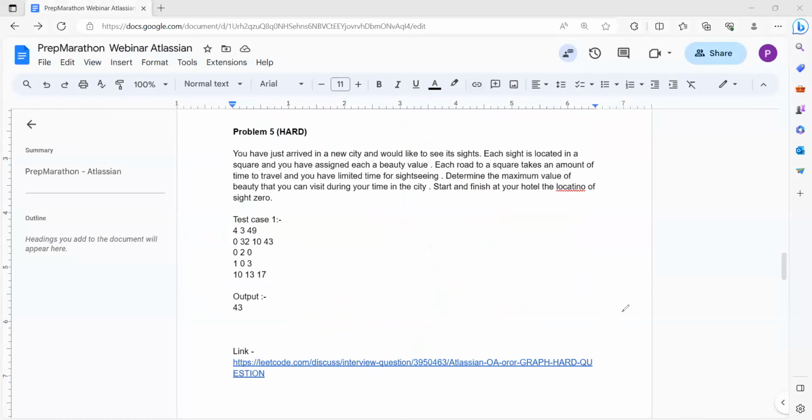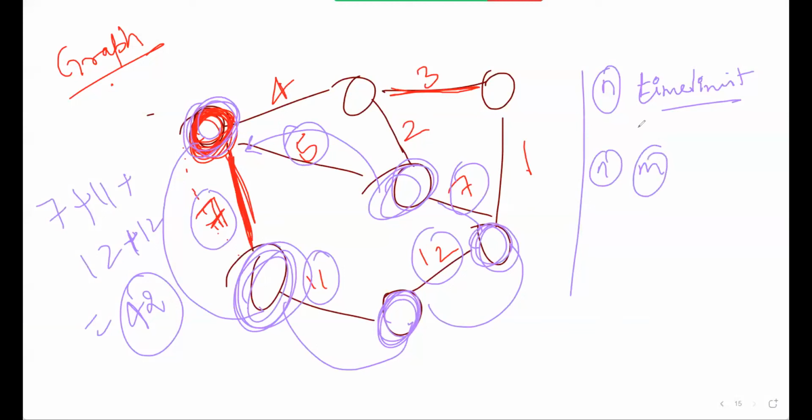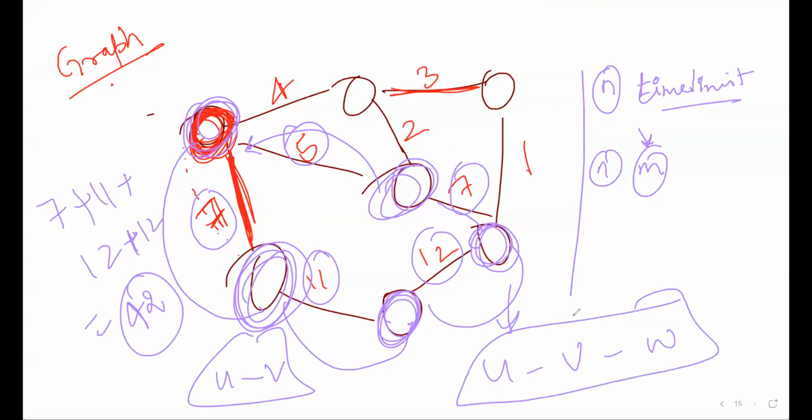So what we are given. Okay, after N there is M. M is nothing but details about roads. So if city U and V are connected, these three things, U, V and W, are given to you: starting city, ending city, and what is the time.